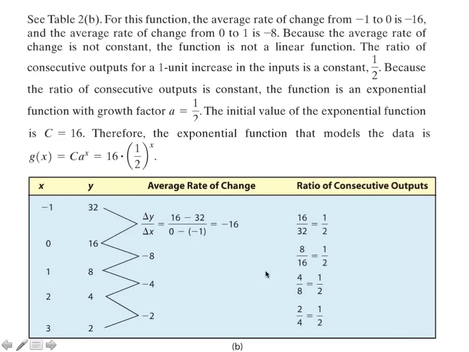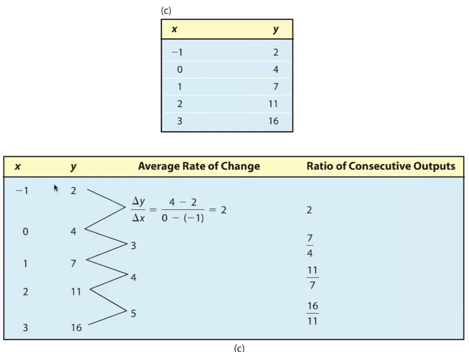The growth factor is going to be this ratio that we just found, which was 1/2. And then in order to get the initial value, we have to look where x is 0. So if we look at x equals 0, we get y equals 16. So if we want to write our equation, we have our initial value, which is 16, multiplied by our growth factor, which is 1/2, raised to the x power. So we have g of x equals 16 times 1/2 to the x power.